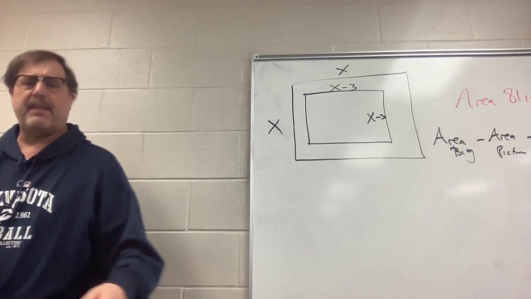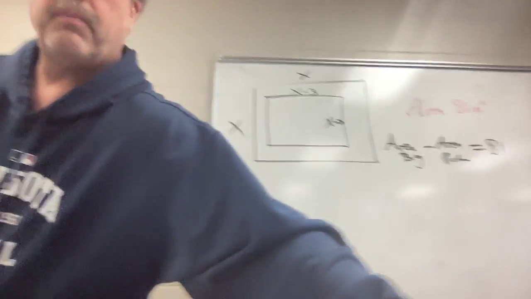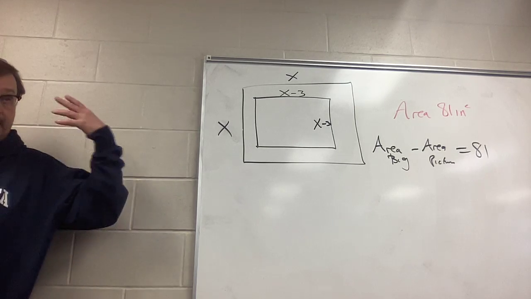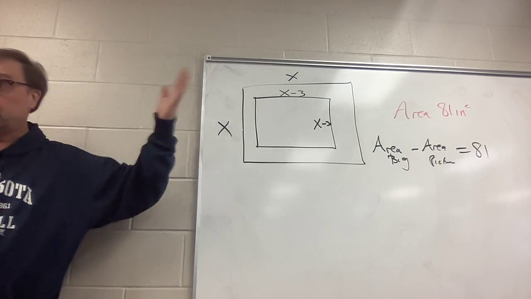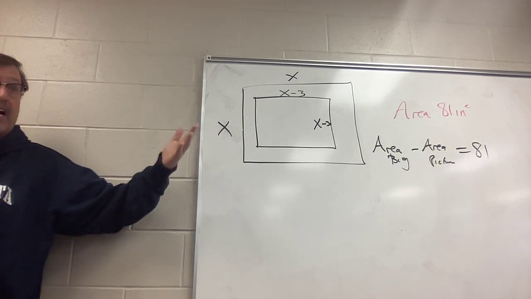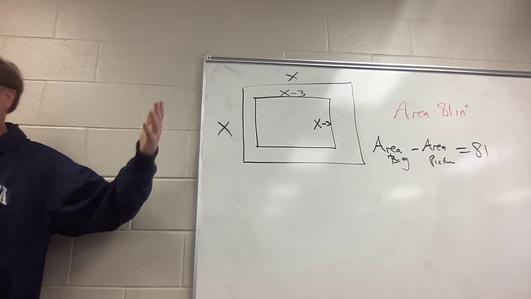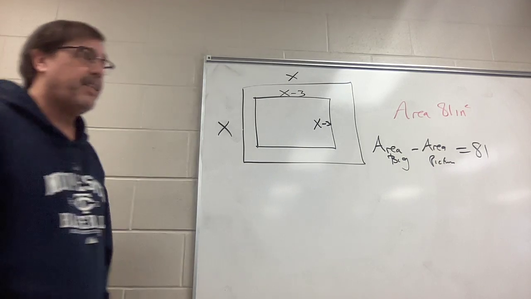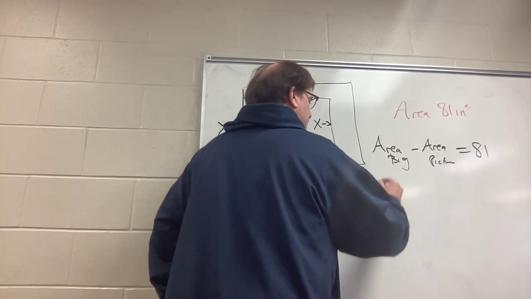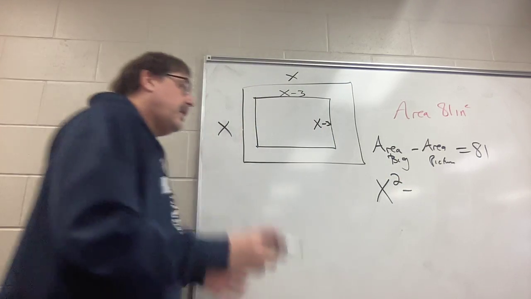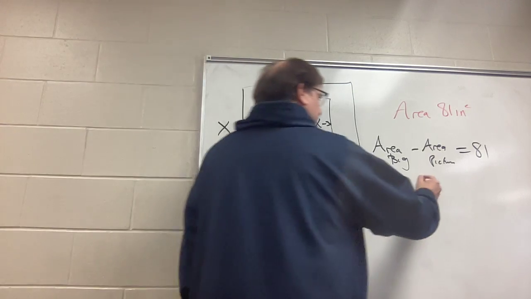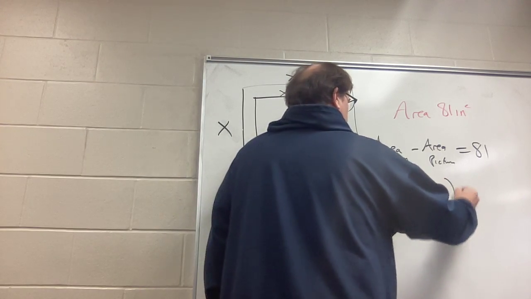Well, probably the easiest formula you did in geometry was the area of a square, which is simply side times side. The area of the big thing would be x squared, x times x. If we take away the area of the picture, we're going to get the 81. So it is x minus 3 squared.